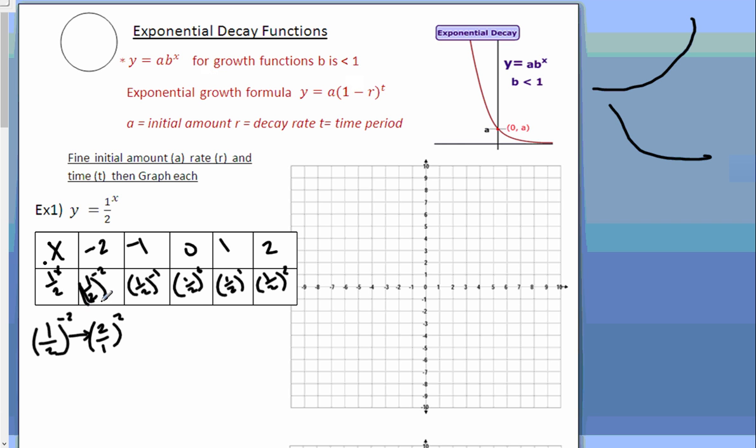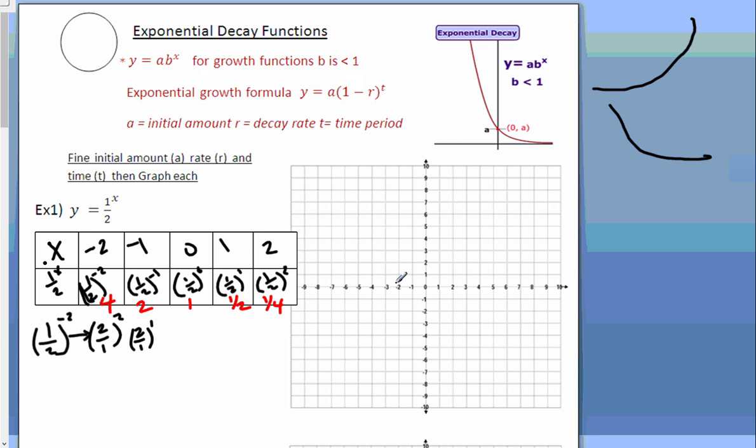I'm going to write it in red so we can see it. That's 4. So I do the same thing again with this one. Flip it upside down, it becomes a positive power, so I get (2/1) to the first power, which is 2. So the second one is 2. And then it gets easy. Half to the 0 power is 1. (1/2) to the 1 is 1/2. And (1/2) to the 2 is 1/4. So there's my numbers, right? The only hard part, guys, is these negative powers, what to do with them. Just remember, flip the fraction upside down.